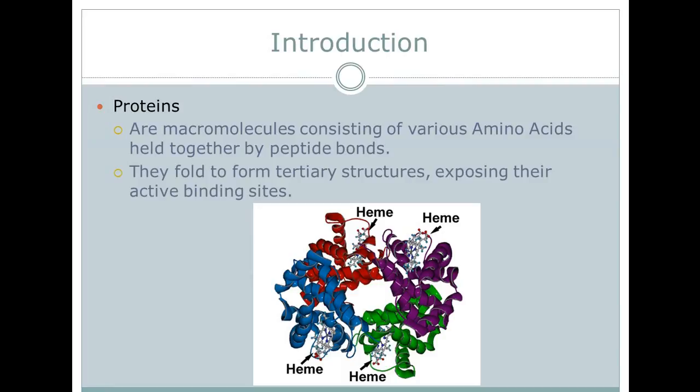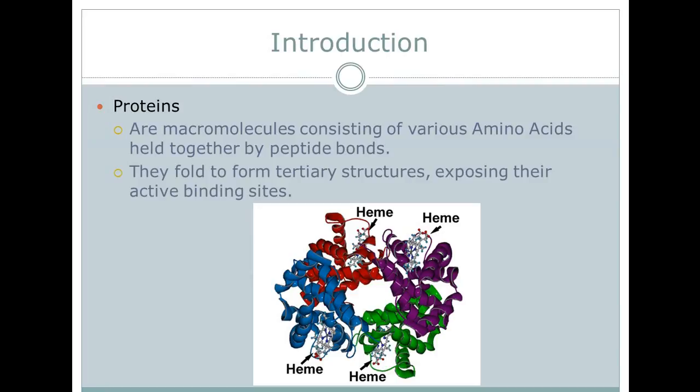There are 20 basic amino acids, and proteins are made up of any number of these. The amino acids are held together by peptide bonds. Proteins fold into secondary structures called beta sheets and alpha helixes. They then further form tertiary structures. These tertiary structures allow for active sites to be on the outside of the protein.